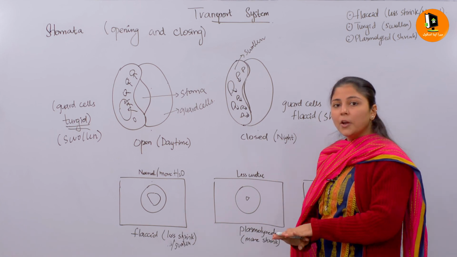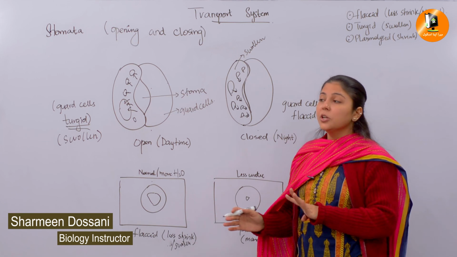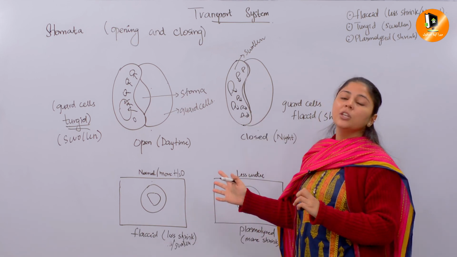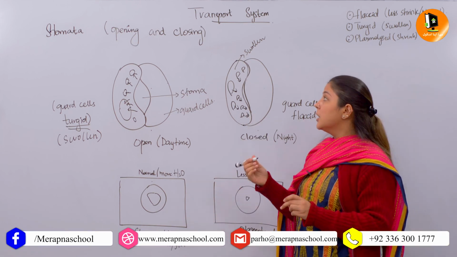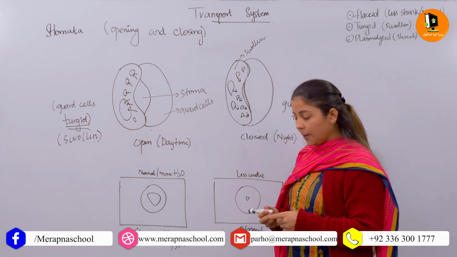So I hope that you have understood this concept. And the opening and closing of stomata will really help you understand the concept of transport in plants, because it is found on the epidermis of the leaf. Okay. Thank you so much.